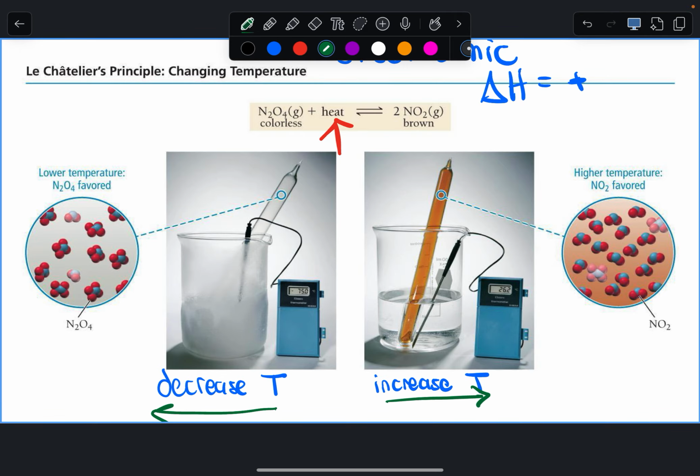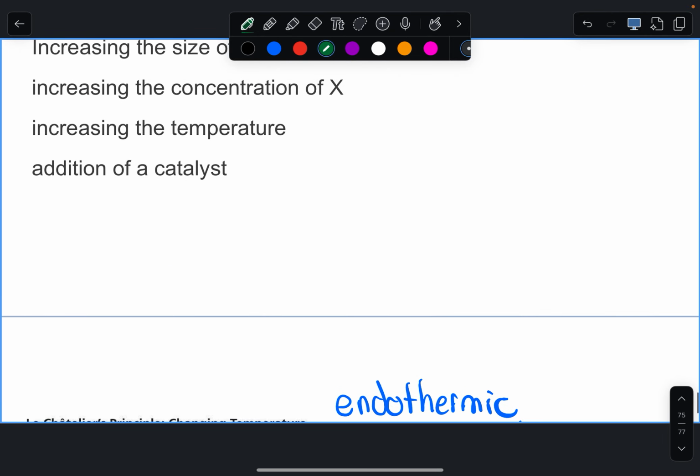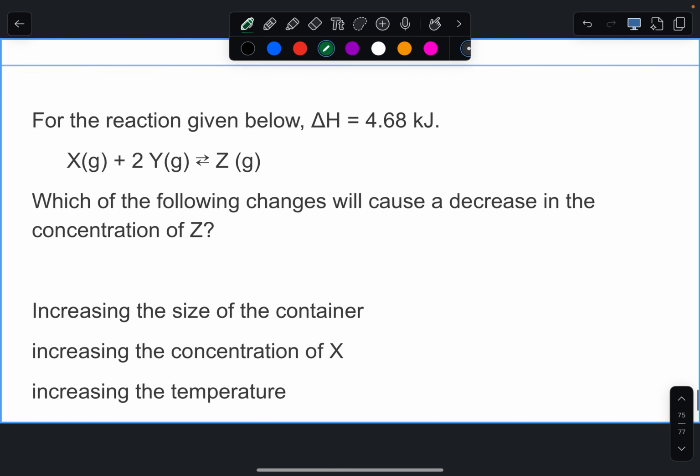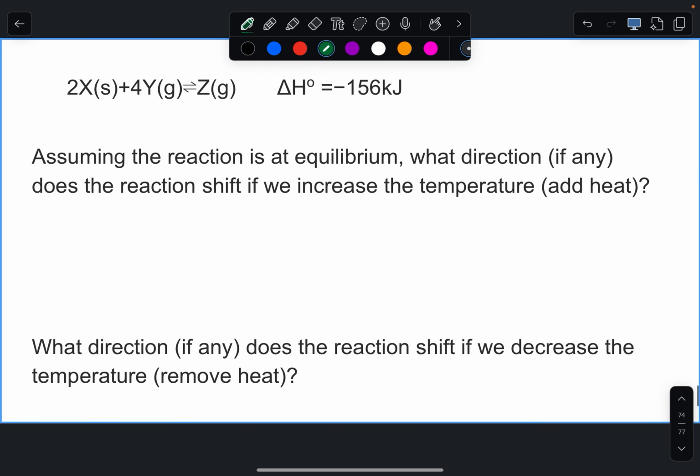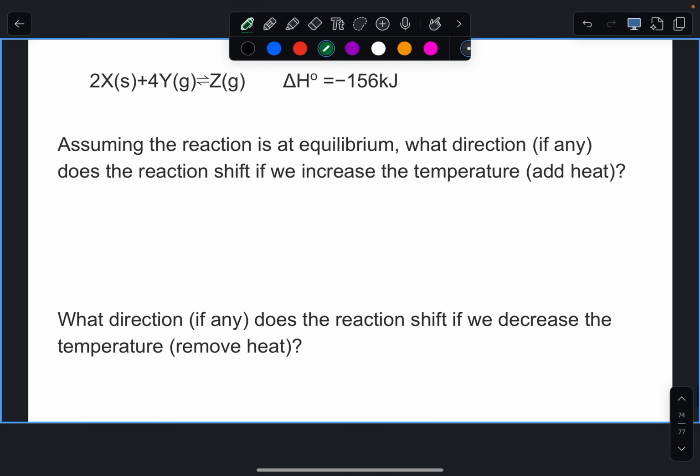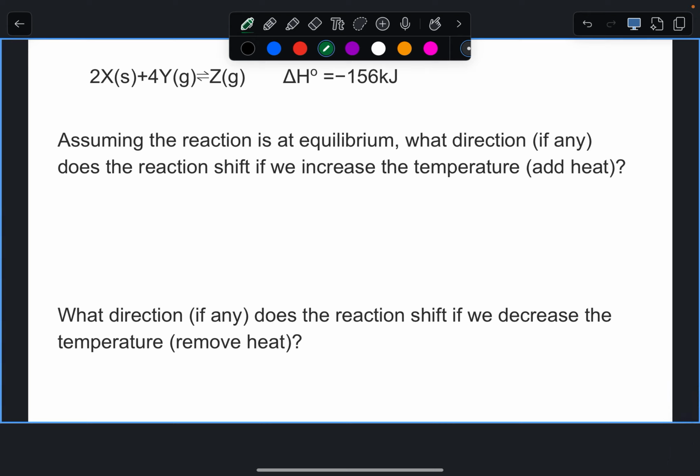Okay, so let's try that one on the slide above. No, not the slide above. Two above, this one. 2X plus 4Y, okay? So take a minute, read through these questions, and predict which direction the reaction will shift in both of these.